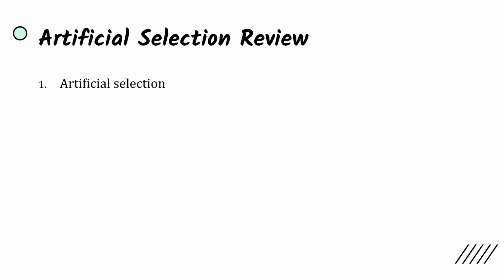And so there you have it. Artificial selection is a super quick lesson. Just one topic you have to understand, and that is selective breeding, and also how it compares to natural selection.